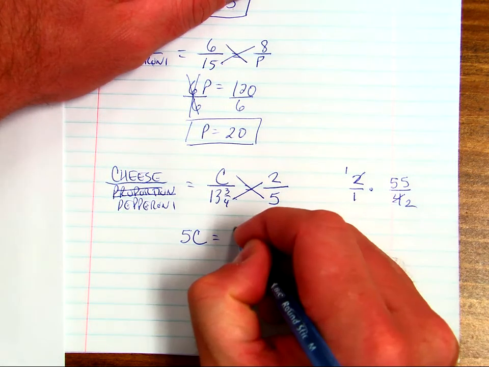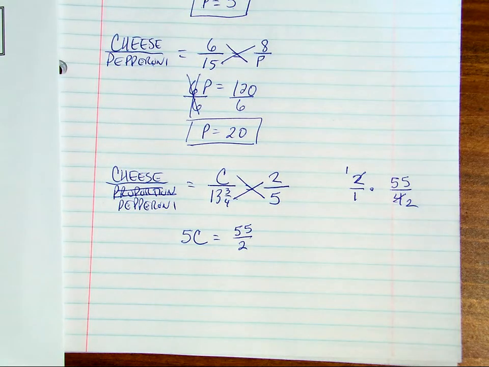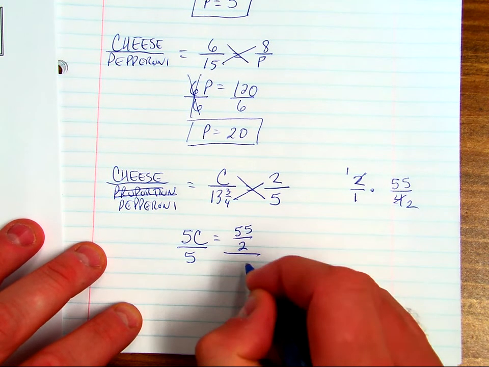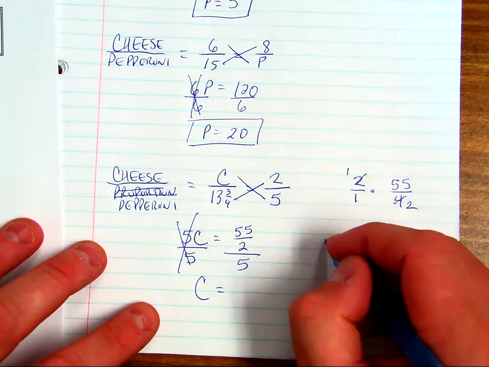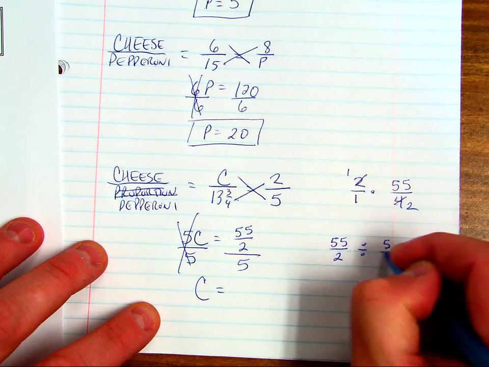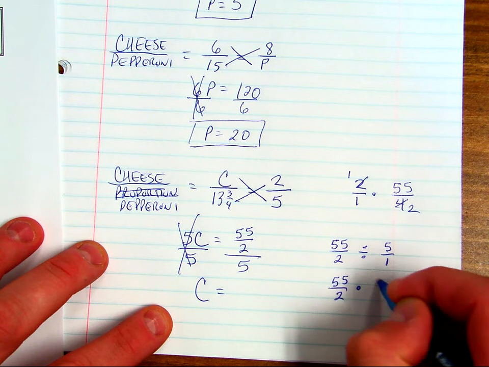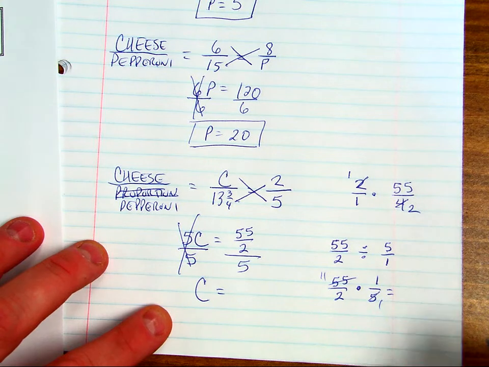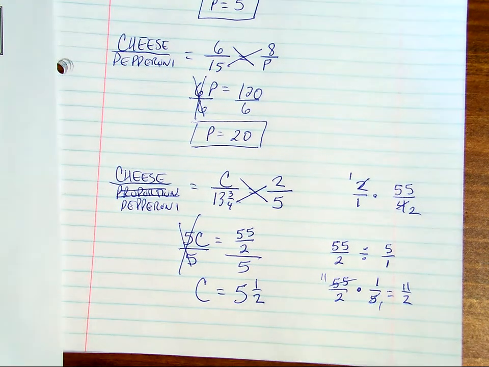And I get 55 over 2. Divide both sides by 5. I'm going to use some more side arithmetic. Keep, inverse, reciprocal. And I get 11 over 2. So my answer is 5 1/2.